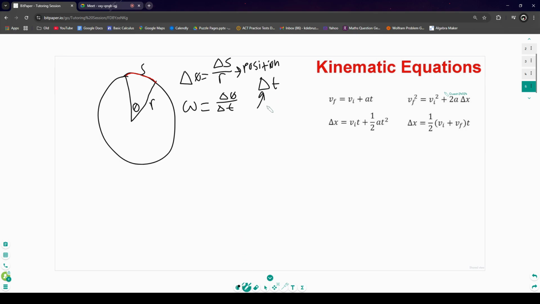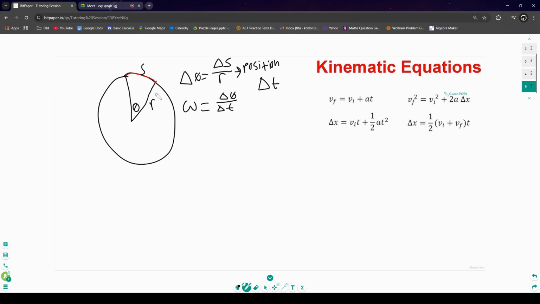Delta. I remember seeing delta x in the other kinematics, the displacement, right? Yep, that's another way of saying it. I like to think of it as change. So this is the change in the angle and the change in time. But yes, displacement is another way of thinking about it.